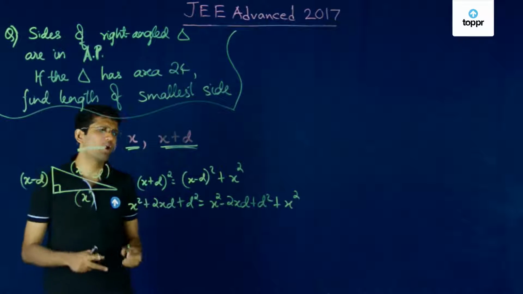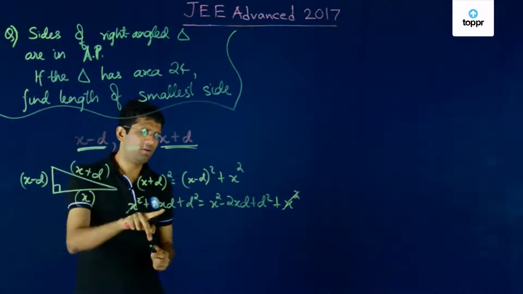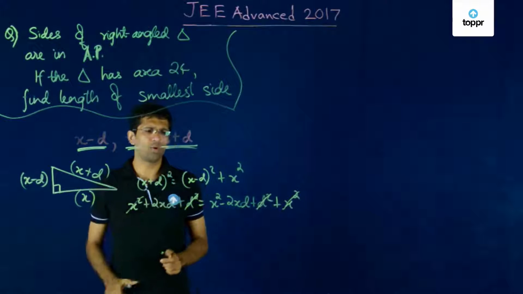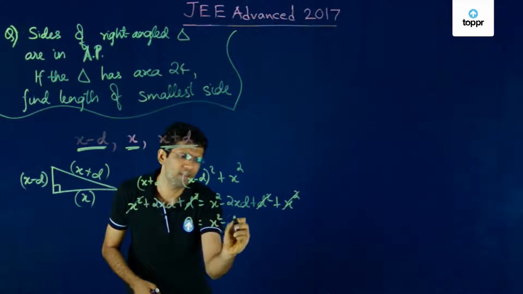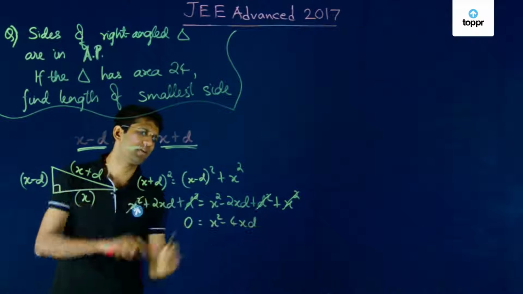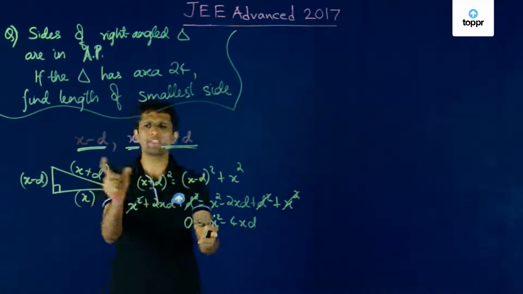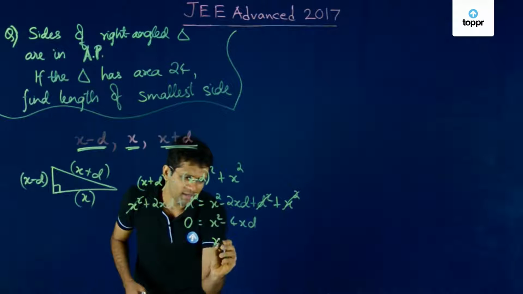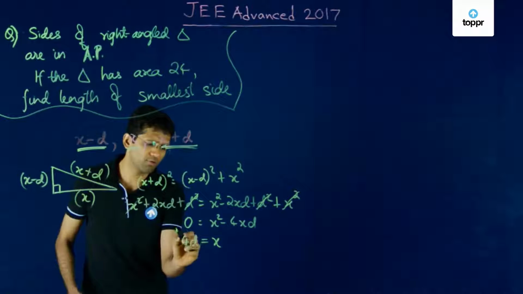Now we will cancel out the common terms. X square here cancels out this x square here, d square here cancels out this d square here, and so all that we are left with is 0 is equal to x square minus 4xd. I have taken this 2xd on the right hand side where it becomes negative, and so we get x square minus 4xd is equal to 0. Now because x is the length of a side, x can never be 0, and so we can take x is equal to 4d. So we have now obtained the value of x as equal to 4 times d.